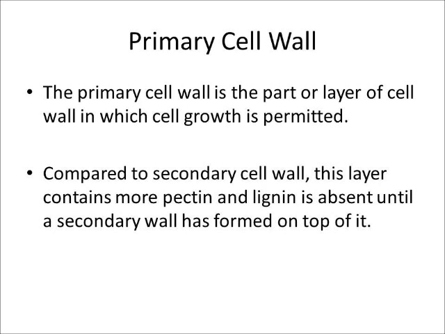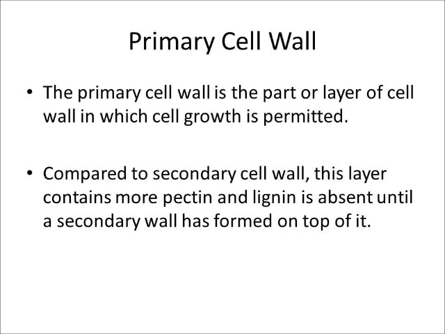The first part of the cell wall that I'm going to talk about is the primary cell wall. The primary cell wall is the part or layer of the cell in which cell growth is permitted. Basically, this part of the cell wall allows for the plant to grow. Compared to the secondary cell wall, this layer contains more pectin, and lignin is absent until a secondary wall has formed on top of it.